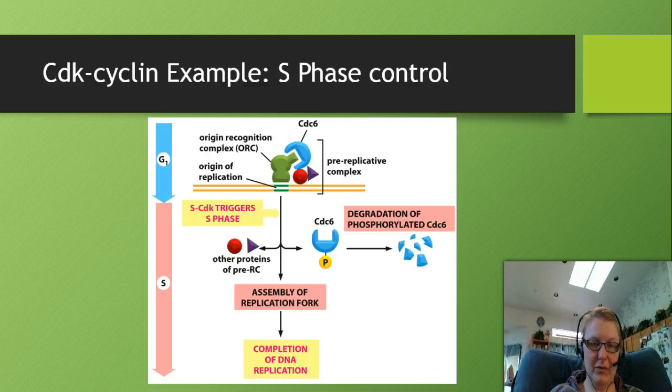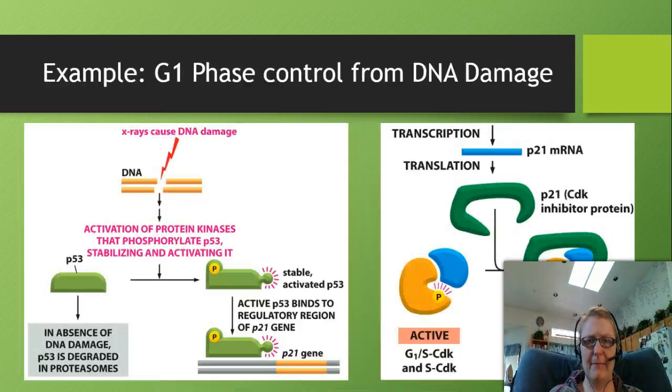So it sits there and it helps prevent replication from occurring until S-CDK triggers it, it is no longer needed, S-CDK breaks it down, and then we can move on to the assembly of the replication fork and completion of the DNA replication. So this is an example of how S-CDK works. Now remember, I told you that each of the CDKs are really specific. They only work for certain phases. And there's a list of them in your book if you're interested, but they all just have specific ones.